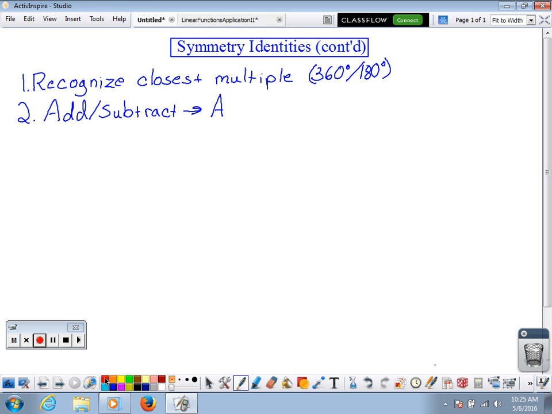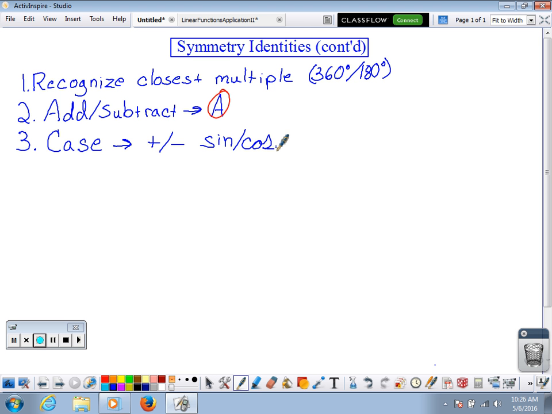And also, we want to consider what that first quadrant angle is. That's also going to help us a great deal. Once we have this taken care of, that'll tell us which case we're using, which will tell us whether it's positive or negative, or sine or cosine. That's the nuts and bolts of it. That's how it works.